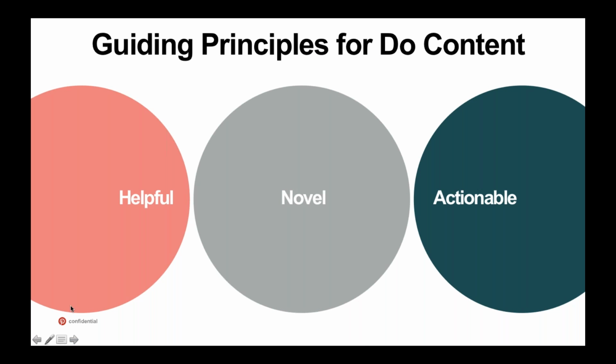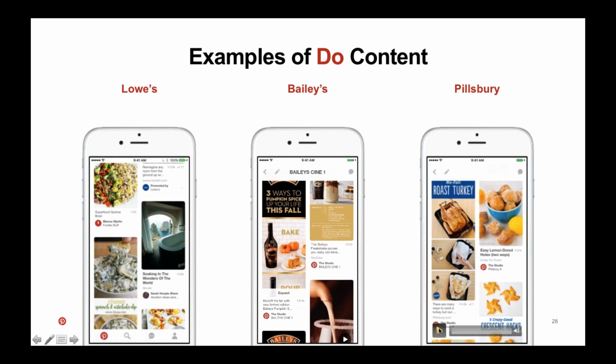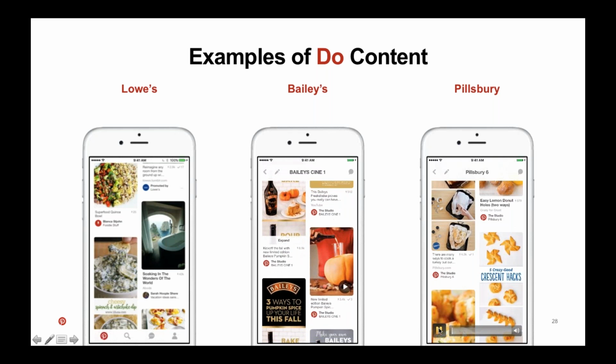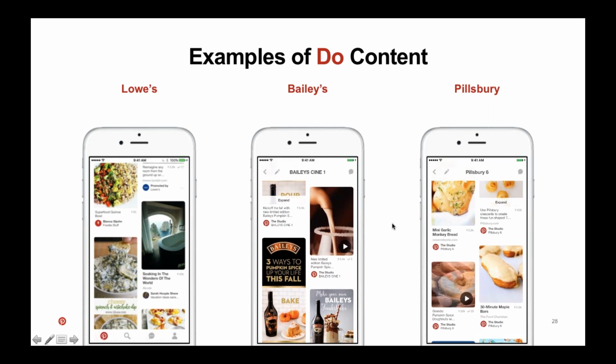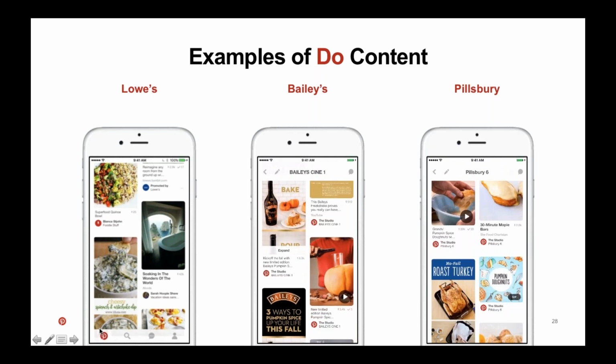Great. So some guiding principles for do content. This is a lot more educational, helpful, novel, and then of course we always want the pinner to take action, so actionable. Let's take a look at some examples here. Here's a Lowe's example, Bailey's, and then Pillsbury. You can see a lot of these lean more towards recipe, instructional, how-to, DIY types of content.